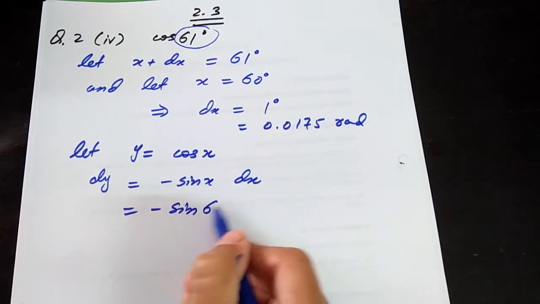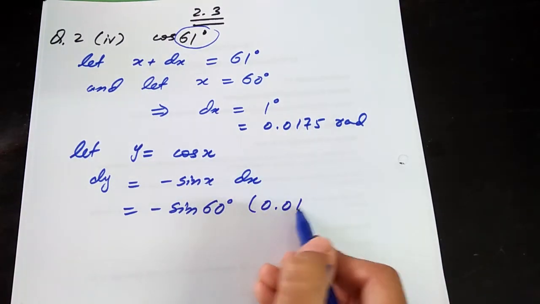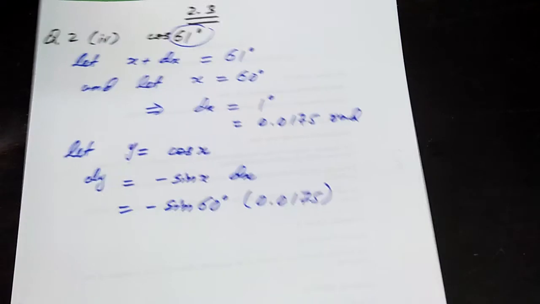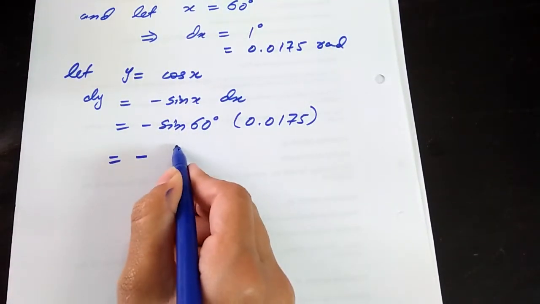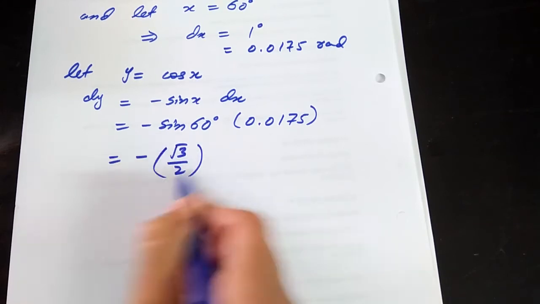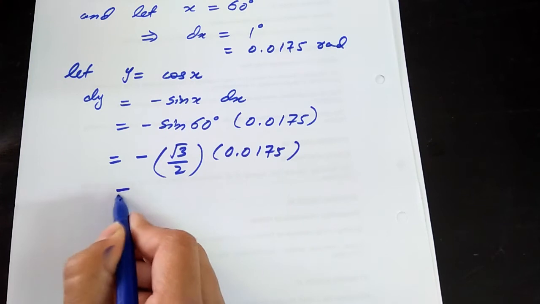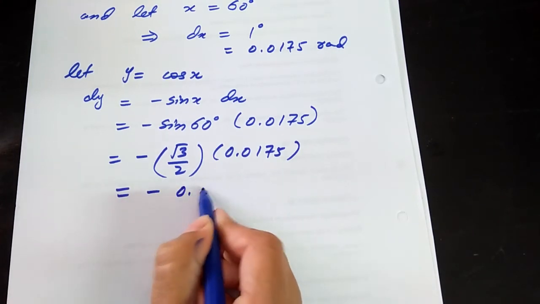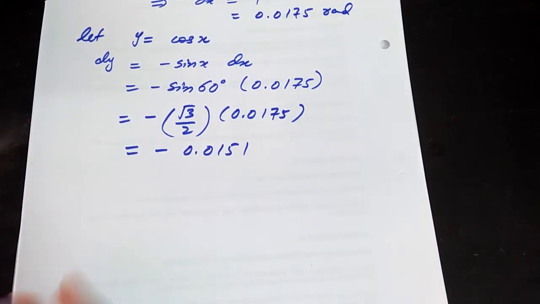So this will be equals to minus sine of, what is your x? Your x is 60 degree. And what is your dx? Your dx is 0.0175 radian. So this will be equals to, you know that this is negative, sine 60 degree is under root 3 by 2 multiplied by 0.0175. Solve it using your calculator. You will get here minus 0.0151. Now this is your dy.